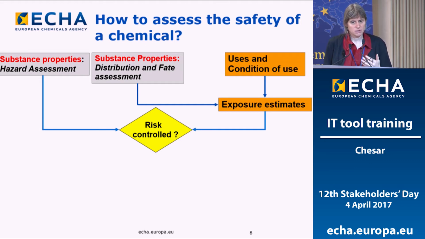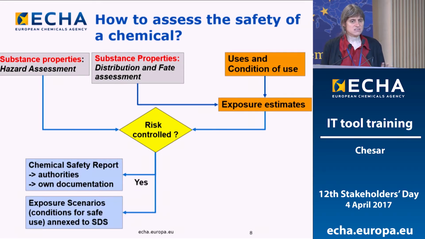So is the exposure potentially triggering some risk? So is it above the no effect level or not? And so that's the way you answer the question whether the risk is considered controlled or not. If yes, everything is perfect, then you just report the outcome of this assessment in the chemical safety report, which, as I said already, is for the authorities and for your own documentation, and communicate the conditions for safe use in the exposure scenarios, which are annexed to the SDS.